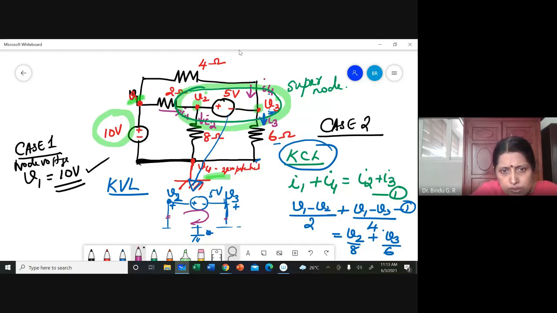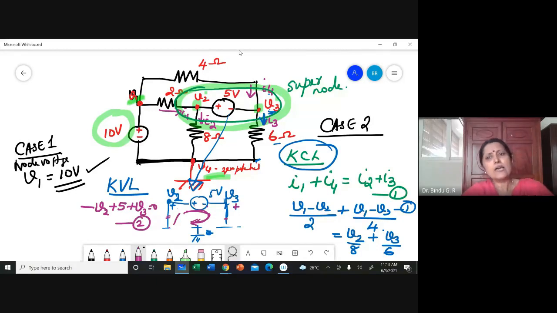So going around this loop in the clockwise direction. Here I'm going from negative to positive, a voltage rise, so minus V2. Again, here it is a voltage drop, so plus 5. Then at V3 I'm going from plus to minus, a voltage drop, so this is again plus V3 equal to 0. That is equation number 2.